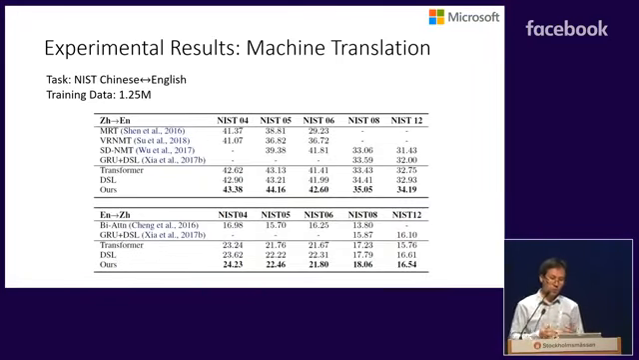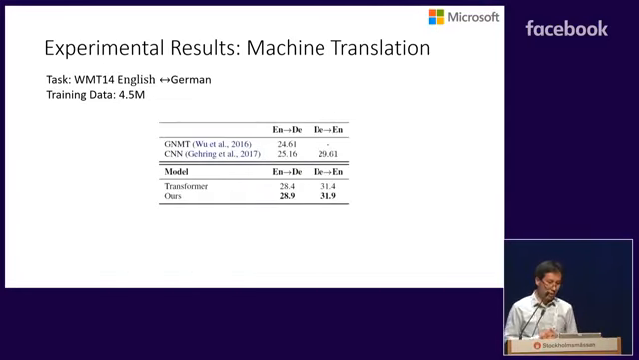We also conduct experiments on Chinese-English translation. This data scale is relatively medium, with about 1.2 million bilingual sentence pairs. We also achieve improvements in both directions. Here are the results on a relatively large data set with about 4.5 million bilingual sentence pairs. We achieved improvements of about half a BLEU point for both directions.